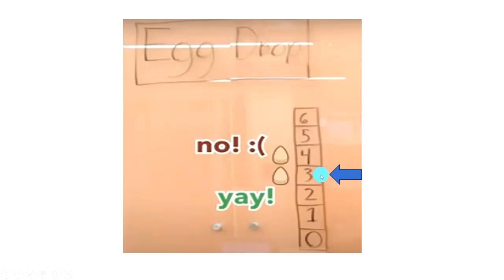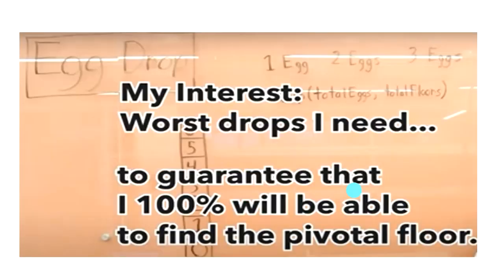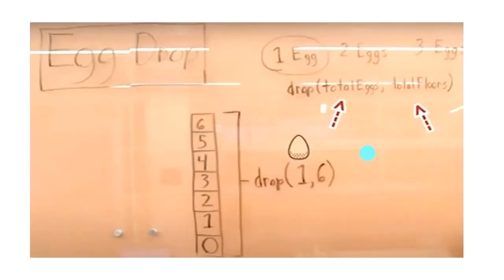As you can see, any floor above the pivotal floor is going to result in the egg being broken. For example, if I drop it from the fourth floor, it will definitely break. So for floors up to the pivotal floor the egg will not break, and any floor above it will result in the egg breaking. So 3 is like the safe point for dropping eggs, and our aim is to find this pivotal floor. So we'll be finding the worst case in order to tell with 100% guarantee that the floor we find is the pivotal floor.